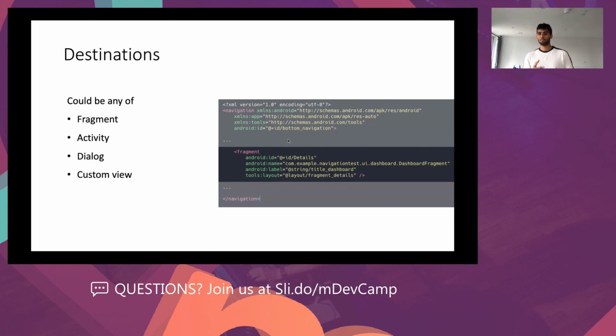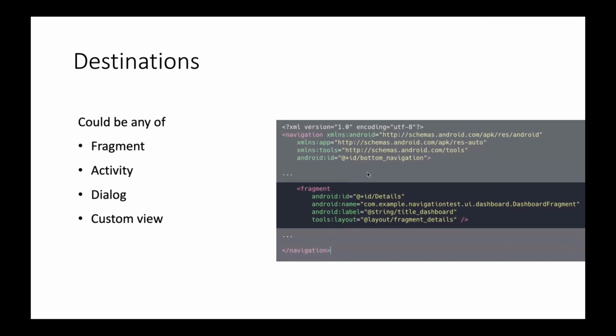So you have the navigation graph tags, and inside the navigation graph, you define your destinations. This is an example where I'm showing you a fragment destination, where it points to the Java class or the Kotlin class of the fragment, and then a label, which we'll see in more detail what we use these things for. So this is a very basic example of a destination. And then we have different screens in our application represented as destinations.